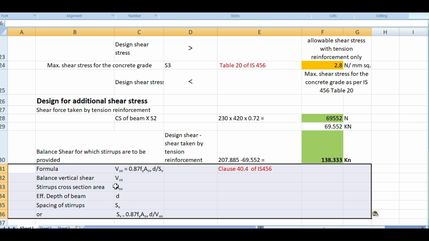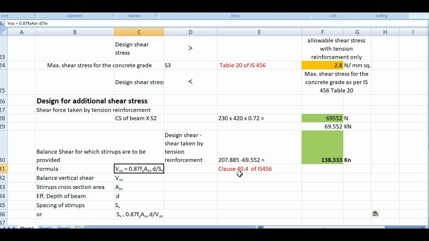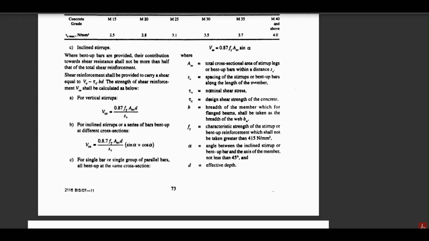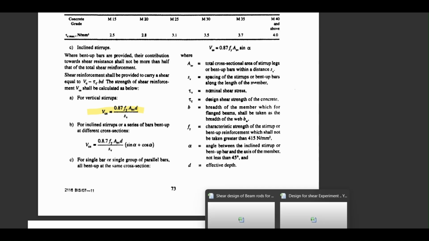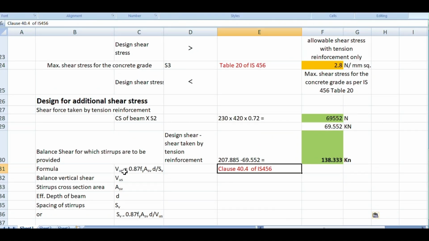The formula for the shear is this one. This is given in clause 40.4 of IS 456. This is the formula for vertical stirrups. Vus is the same formula I have given here: Vus equals 0.87 Fy into Asv into d by Sv.